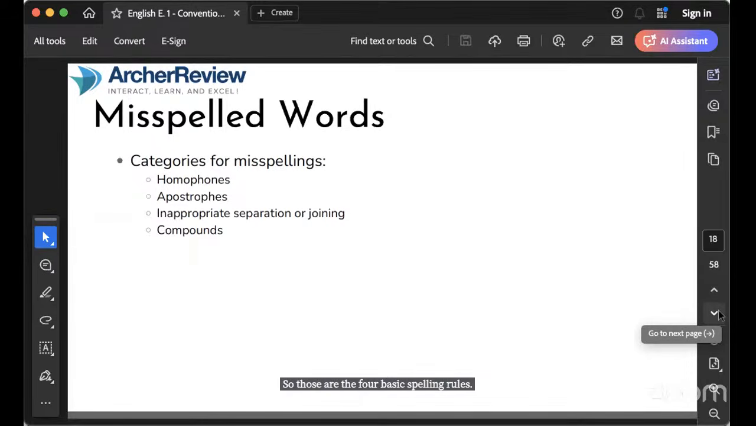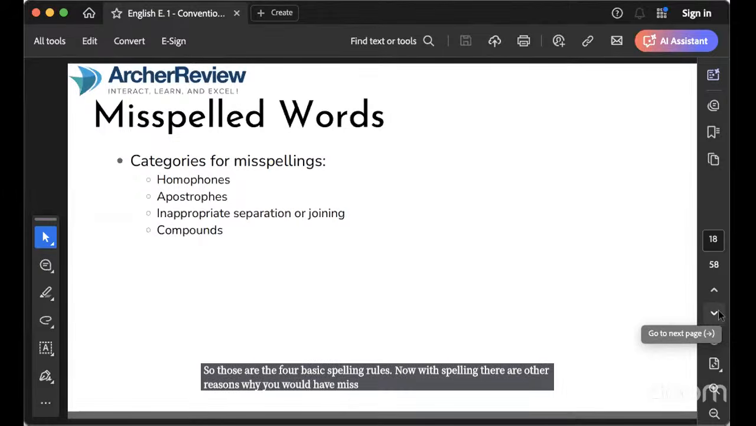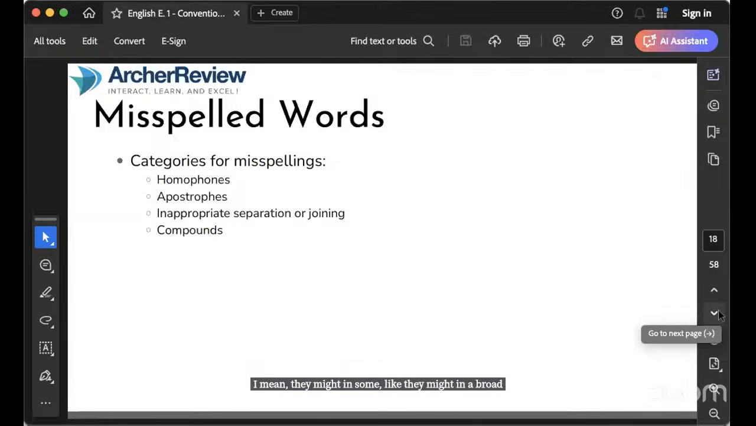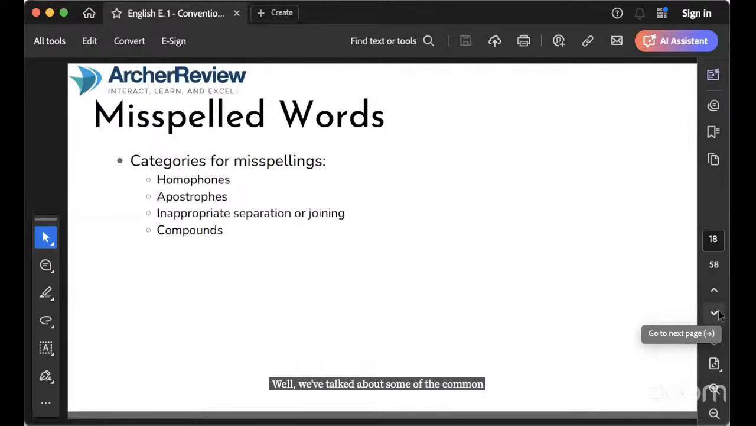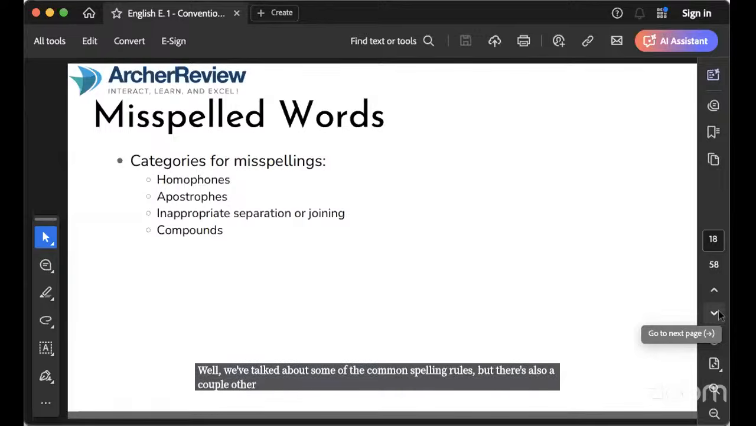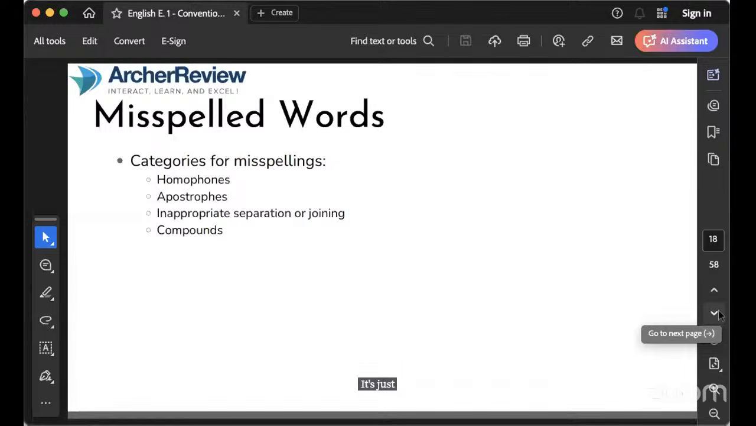Now, with spelling, there are other reasons why you would have misspelled words. When you get to your test and you're asked different questions, a lot of the time they're not going to give you the spelling rule. They might in a broad sense, but they're not going to really break it down. In some cases, they're just going to give you sentences and you've got to be able to identify the misspelled word. We've talked about some of the common spelling rules, but there are also a couple other reasons for misspelled words. Not that the letters are necessarily wrong, it's just maybe you didn't spell the right word.